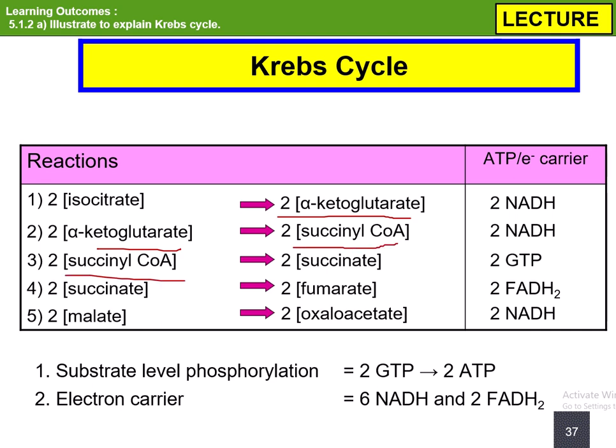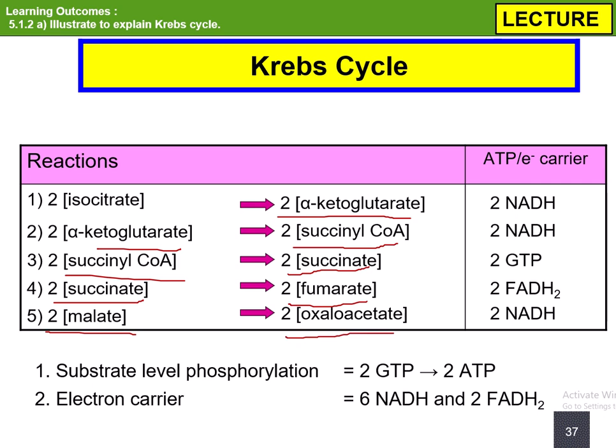2 succinyl-CoA is synthesized into 2 succinate. 2 succinate is synthesized into fumarate. And the last one, 2 malate is synthesized into 2 oxaloacetate.